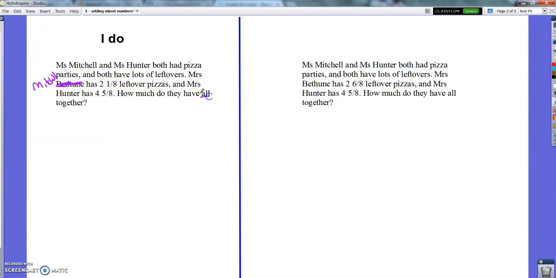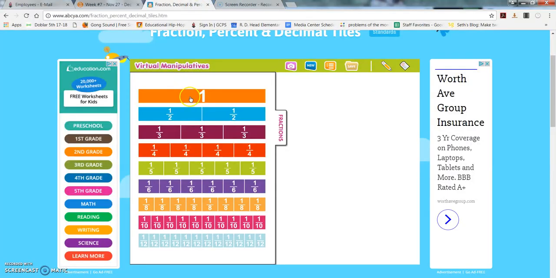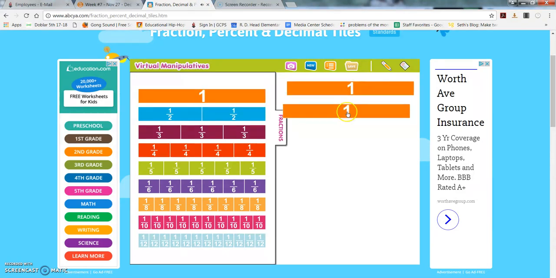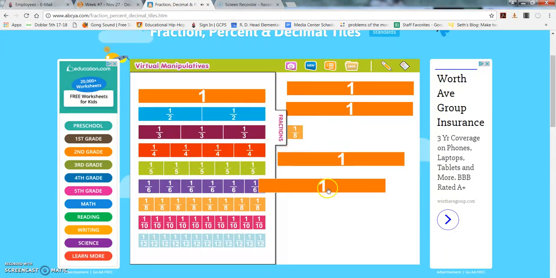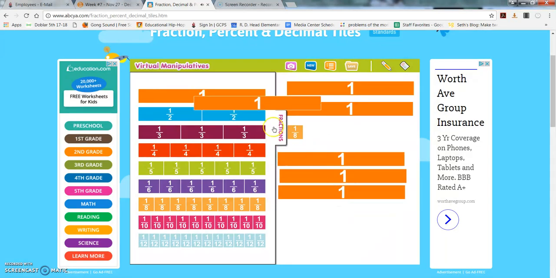All together, those are adding words. So I'm going to add 2 1/8 plus 4 5/8. Let me show you two ways to do that. One's with fraction bars, if you want to imagine it. Here's Miss Mitchell's pizzas, 2 1/8. Here's Miss Hunter's pizzas, 1, 2, 3, 4, 5/8.